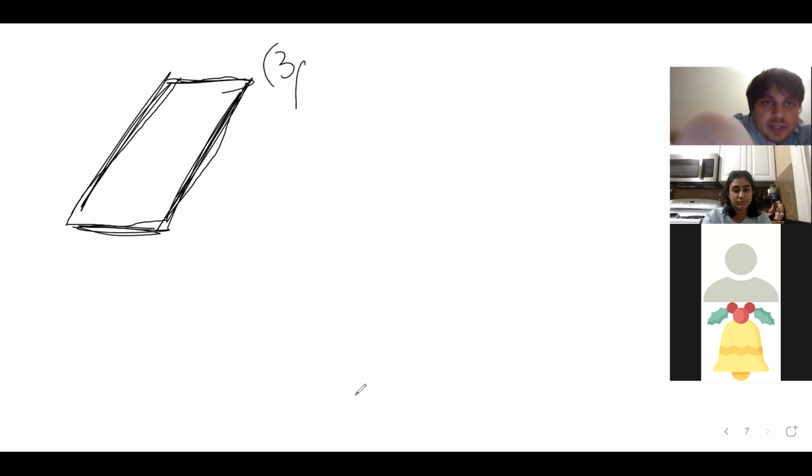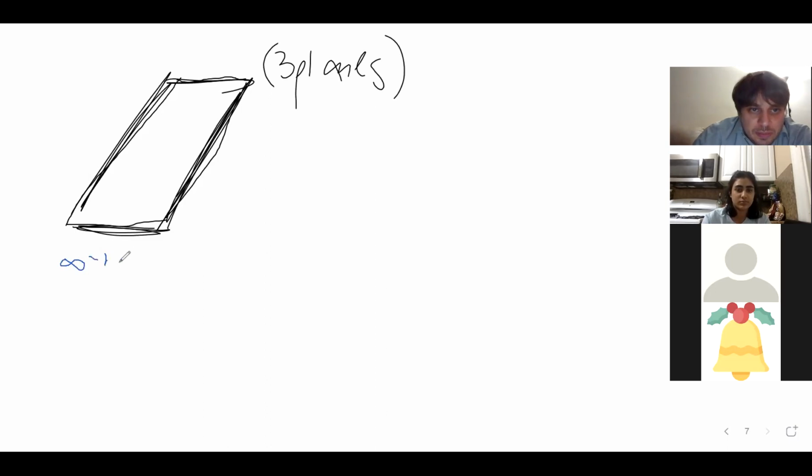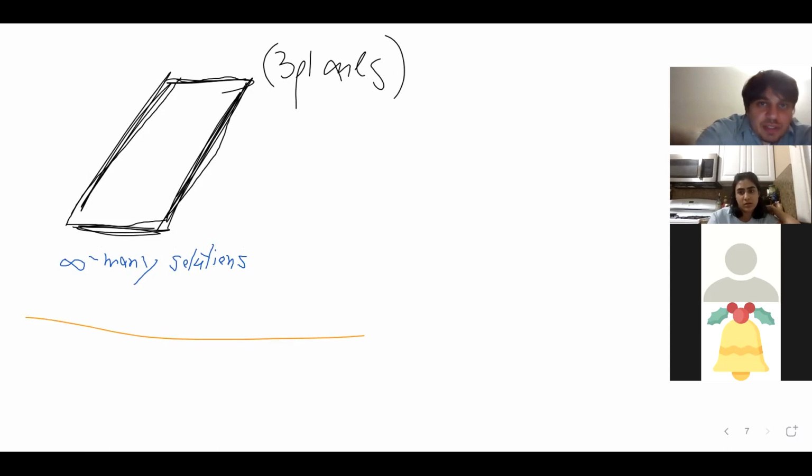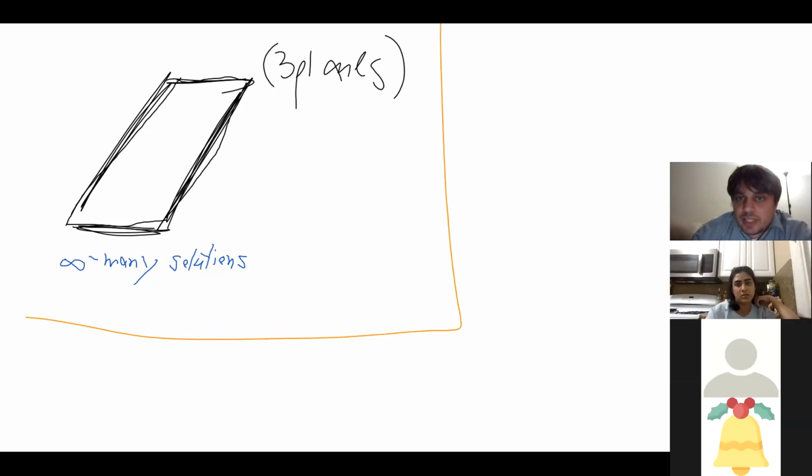this would be 3 planes. Then this would have infinitely many solutions also. It would be every point on all 3 of those planes would be a solution because all 3 of those planes coincide. Okay, so that would have infinitely many solutions. And then if you have 2 planes that coincide.